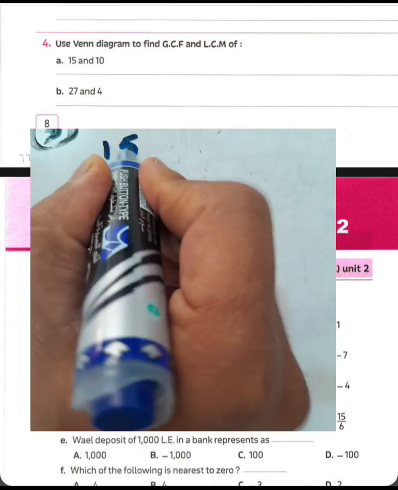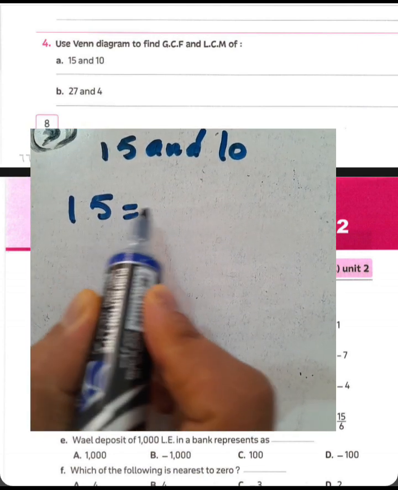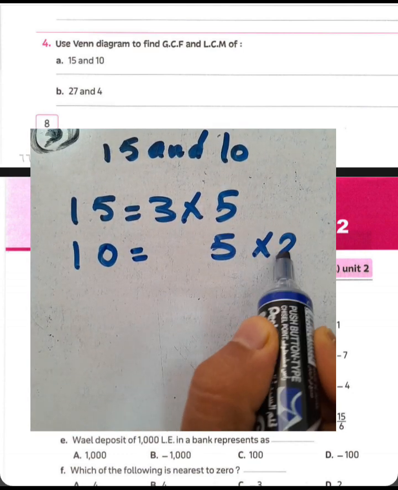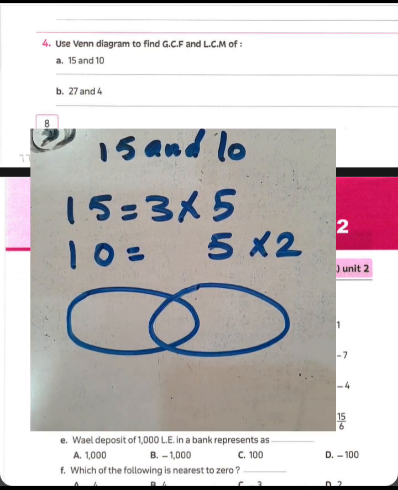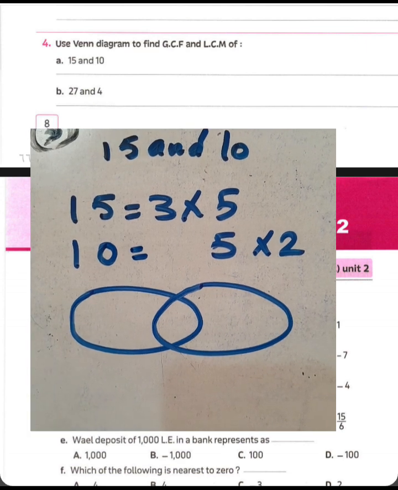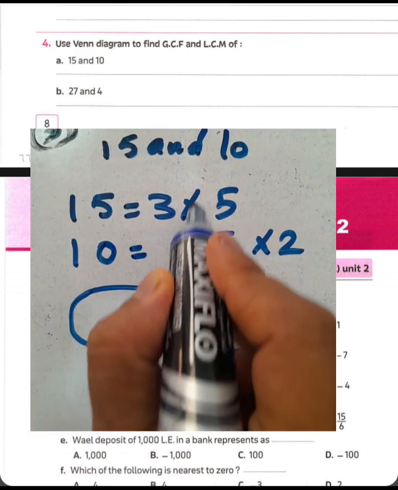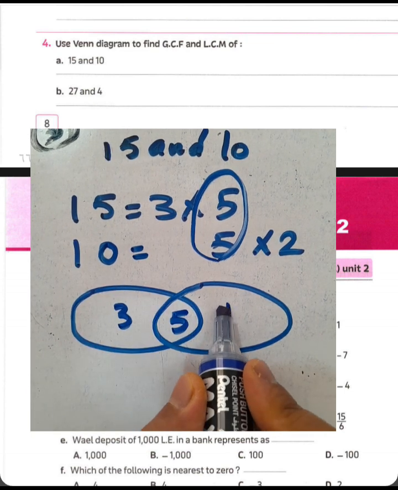Question number 4. Use a Venn diagram to find the greatest common factor and least common multiple of 15 and 10. Okay, 15 and 10. We know 15 equals 3 multiplied by 5 and 10 equals 5 multiplied by 2. We can use the Venn diagram here. Write the prime factors of the first number here. 15 equals 3 times 5, 3 and 5, and here 10 equals 5 multiplied by 2.